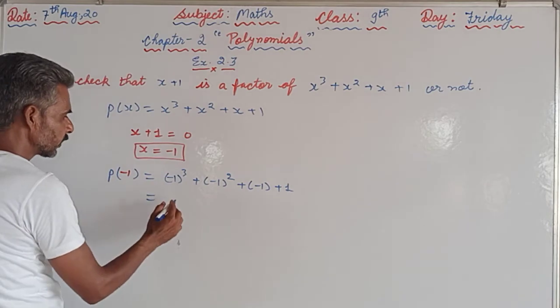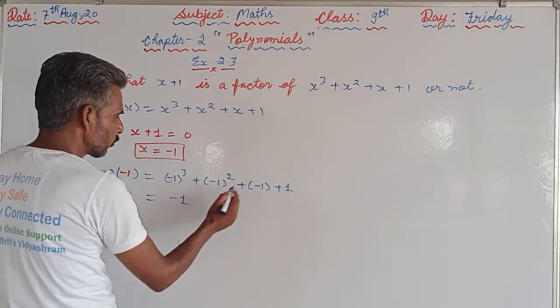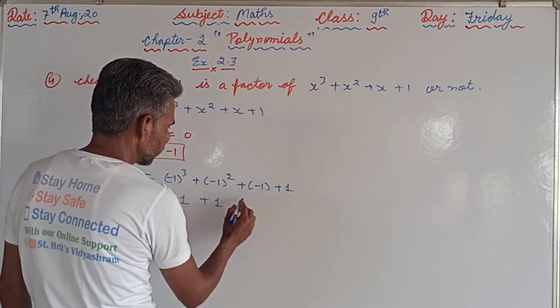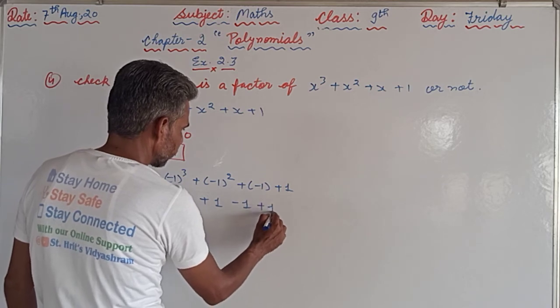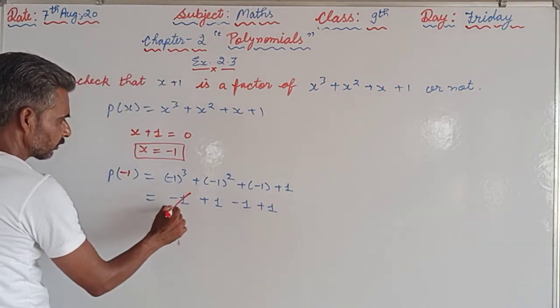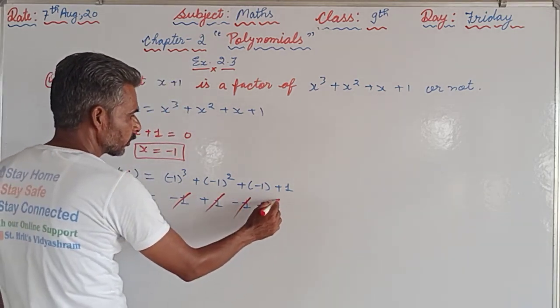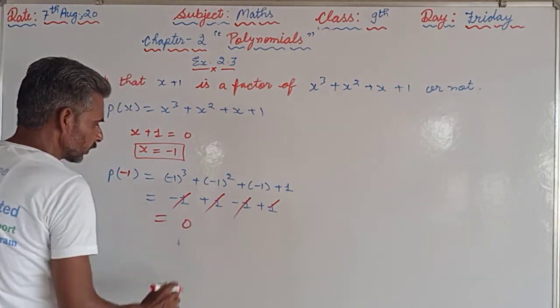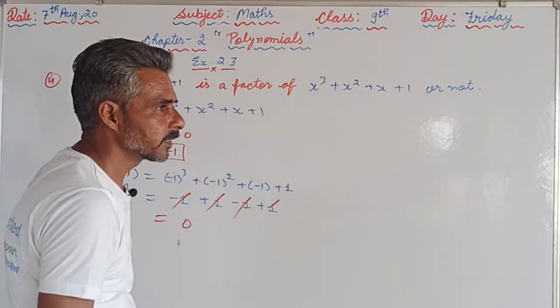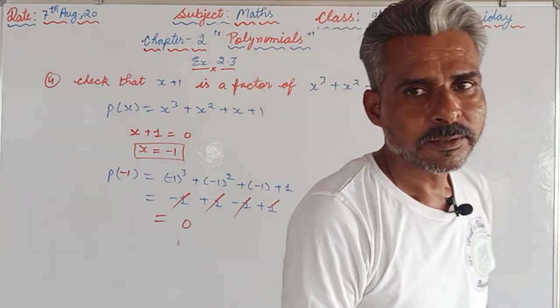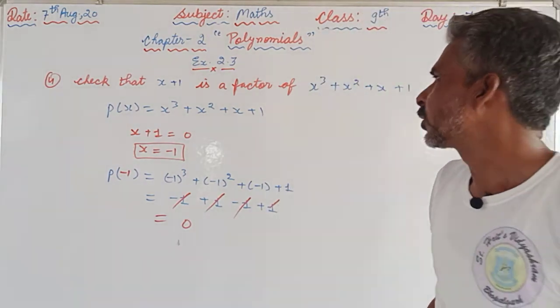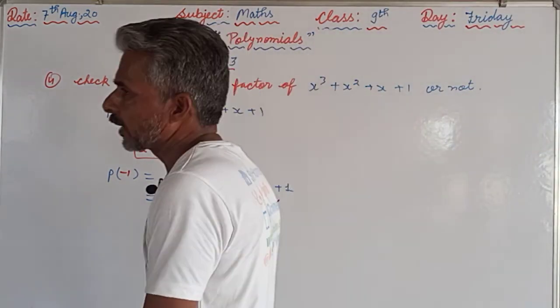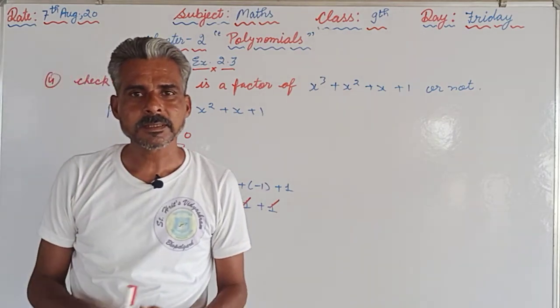The cube of minus 1 will be minus 1, the square of minus 1 will be plus 1, and here this is minus 1 and this is plus 1. Minus 1 cancels out plus 1, minus 1 cancels out plus 1, and the remainder is 0. So here we can say that p of minus 1 is 0. Hence, x plus 1 is a factor of x cube plus x square plus x plus 1.